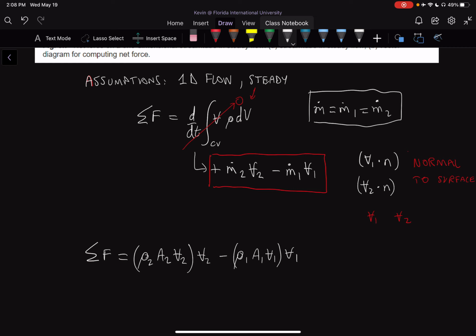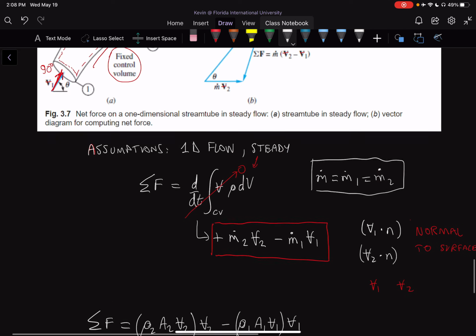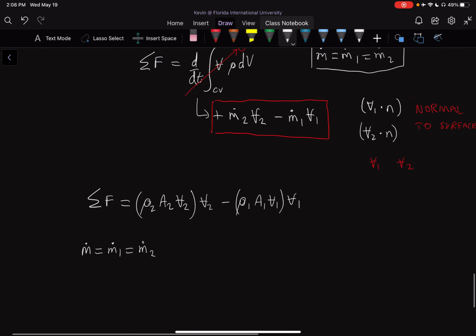And since we know that the mass flow rate coming in is equal to the mass flow rate coming out, we can just say that the sum of the forces is equal to m dot times v2 minus v1.